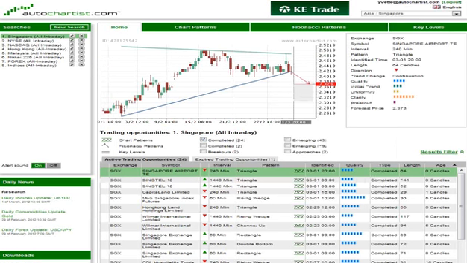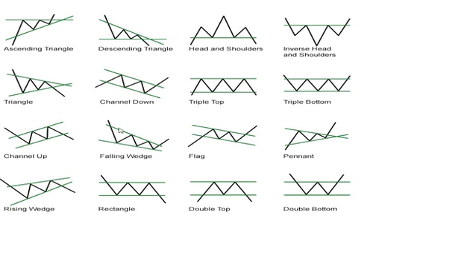So let me show you the screen here. These are the 16 different pattern types that we identify. You can see, for example, a falling wedge or a rising wedge. These are reversal patterns. So they've got 1, 2, 3, 4, 5 touching points. Whereas with typical continuation patterns like a channel, it only needs 1, 2, 3, 4 touching points before it is expected to break out.